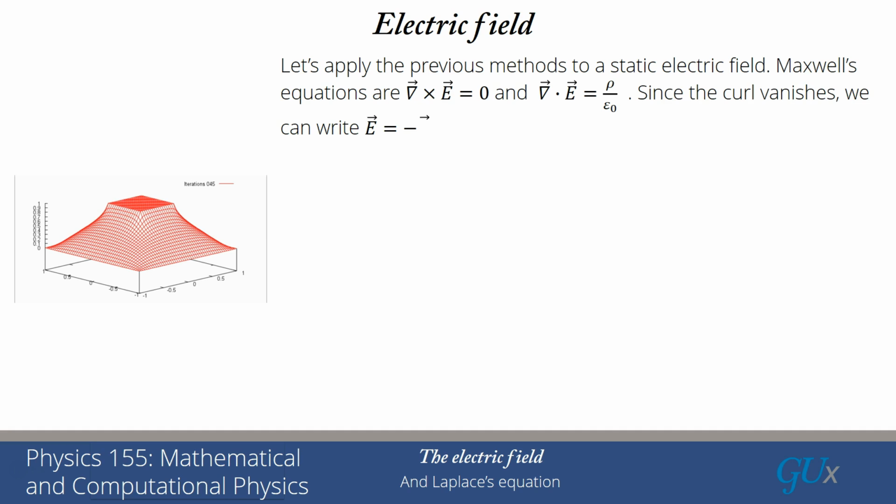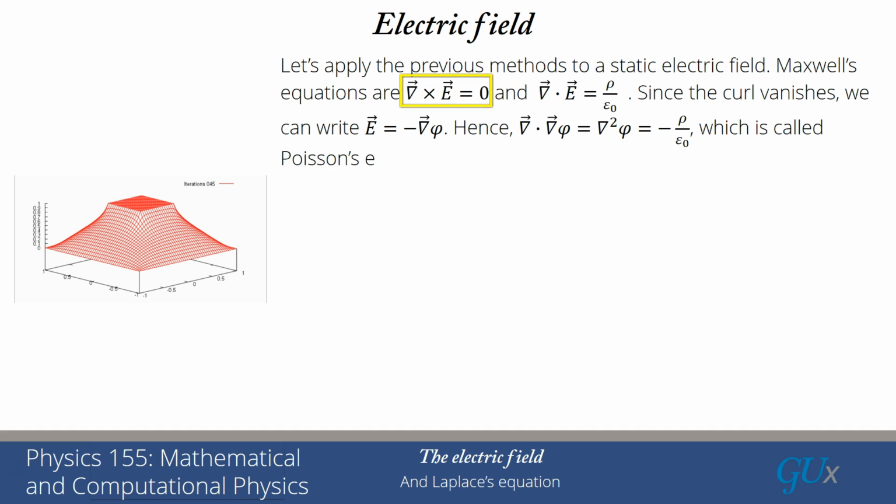Now you may or may not have seen this particular form of Maxwell's equations. It's called the differential form of Maxwell's equations, but they say that the curl of E is equal to 0 and the divergence of E is equal to the charge density divided by epsilon naught. Now since the curl vanishes, that implies that we can write the electric field as the gradient of some scalar. We pick that scalar to be minus phi.